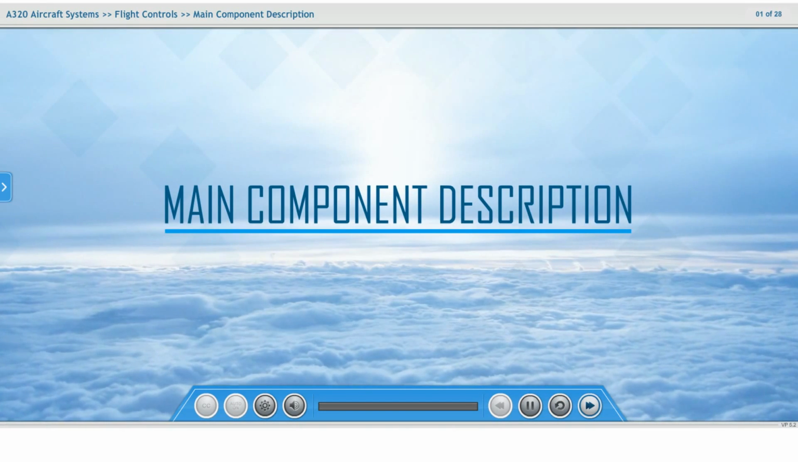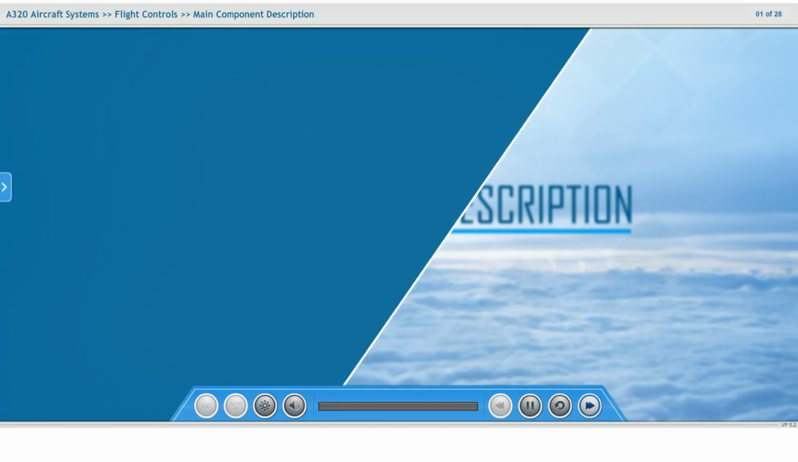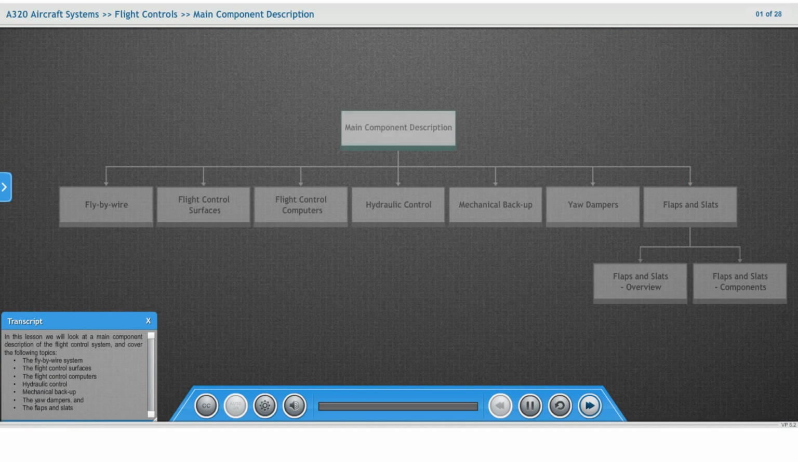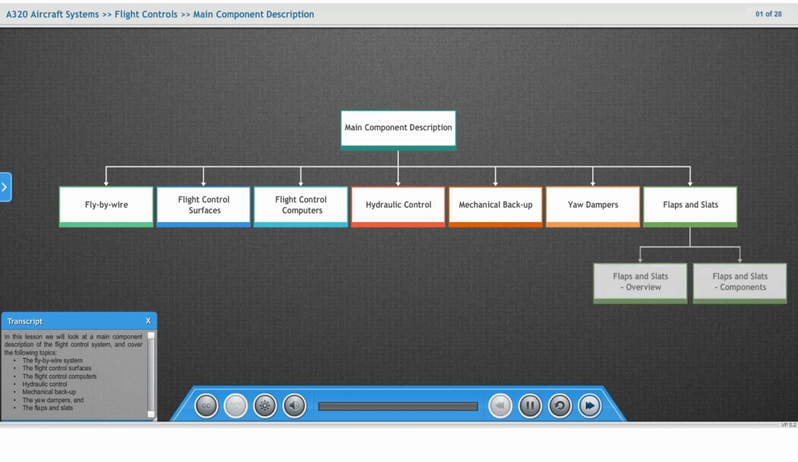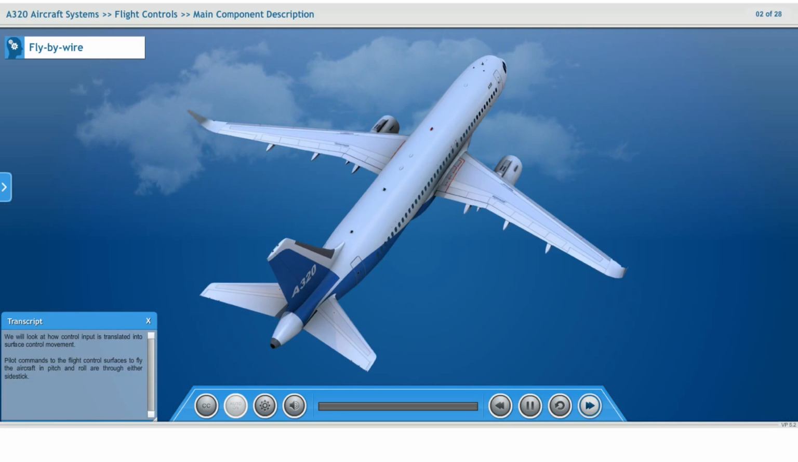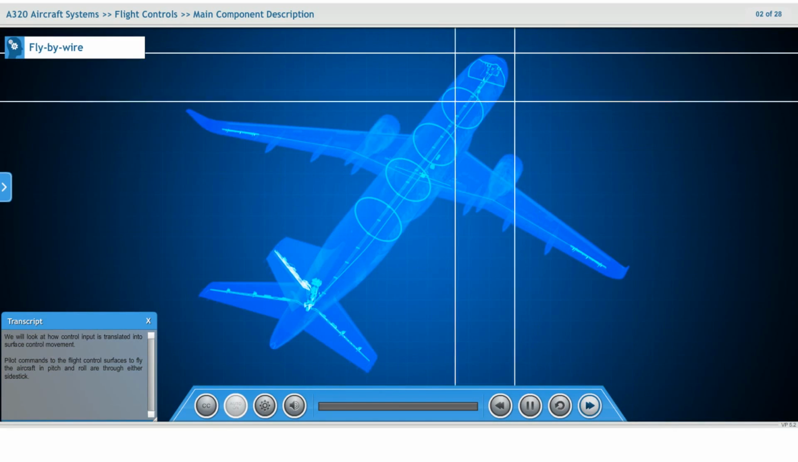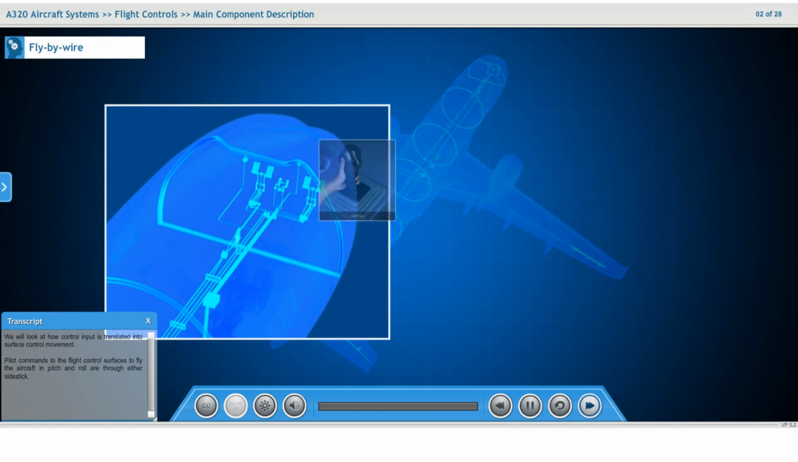Flight Controls, Main Component Description. In this lesson, we will look at a main component description of the flight control system and cover the following topics: the fly-by-wire system, the flight control surfaces, the flight control computers, hydraulic control, mechanical backup, the yaw dampers, and the flaps and slats. We will look at how control input is translated into surface control movement.